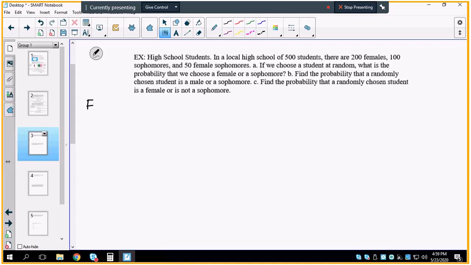So I'm going to use F to mean female. So hence I'm going to use M to mean male. S to mean sophomore.